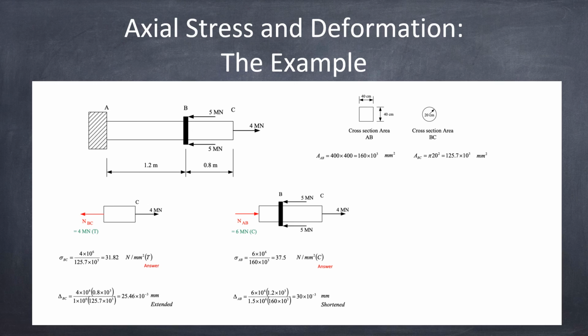And of course, the delta this time, because the section is under compression, becomes shorter than before. But extending and shortening is not what the question asks. The question asks for the movement of point B. That's why we haven't answered that yet. So we go a little bit further.